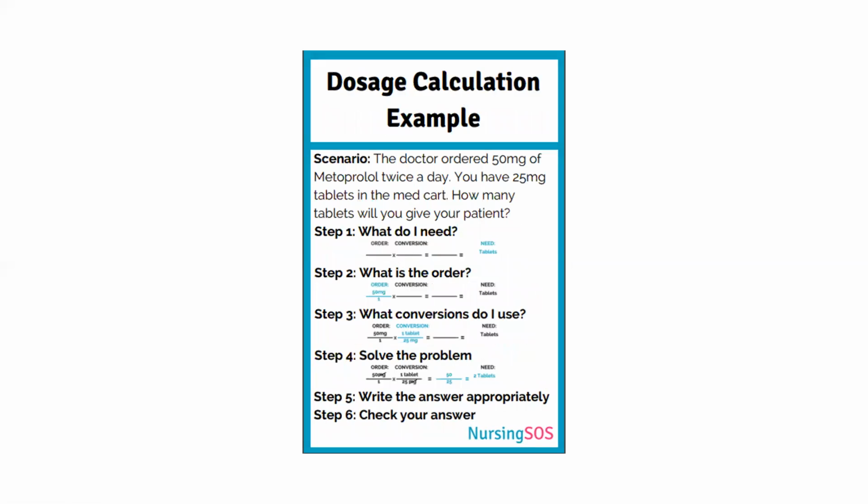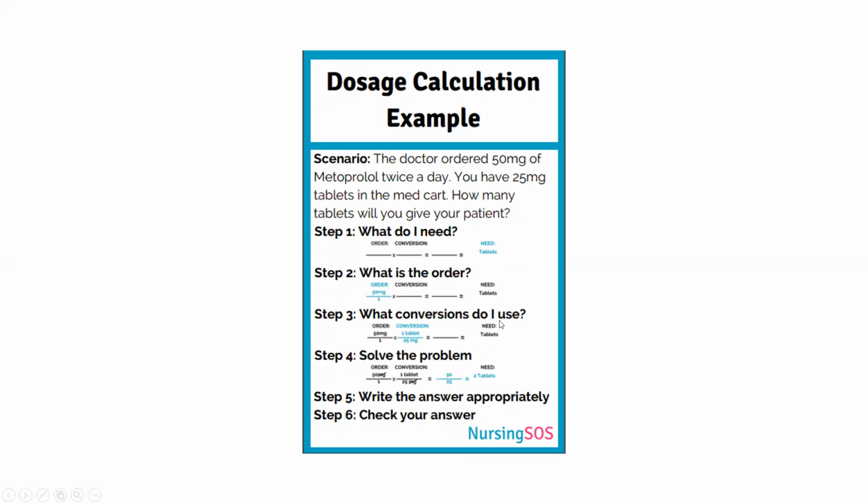So here's a really simple one. This should say the provider, but it says the doctor ordered 50 milligrams of metoprolol, that's a blood pressure medication, twice a day. Now this is supplied to you in 25 milligram tablets in your med cart. So how many tablets will you give to your patient? Now this seems super simple, but working those steps, it's what do I need? Well, I need tablets. Well, what is the order? The order is for 50 milligrams. That's our unit of measurement.